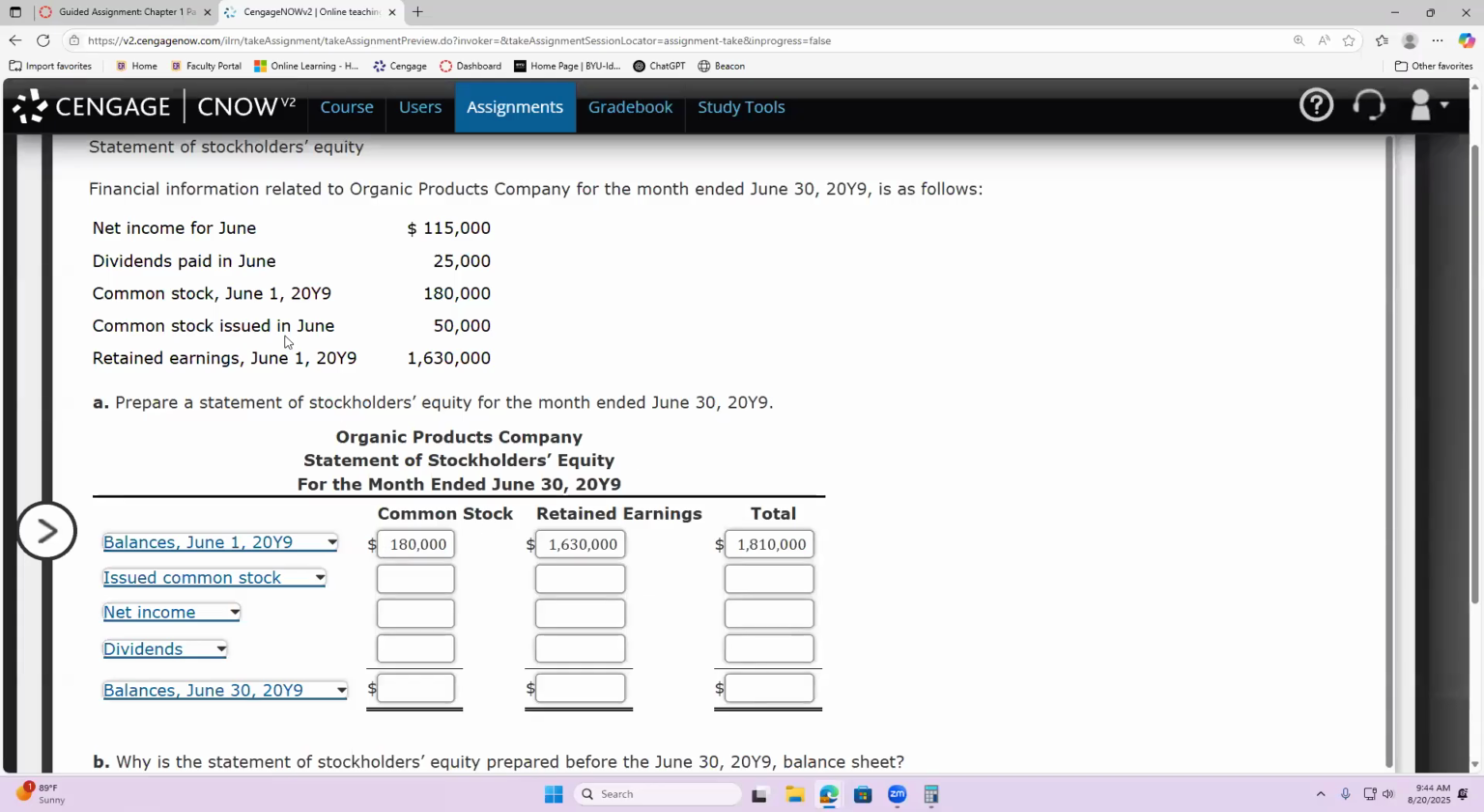All right. We issued common stock. So common stock issued was 50,000.